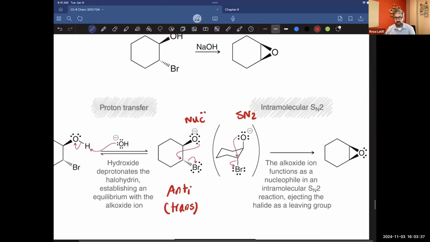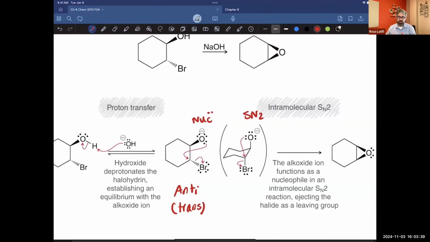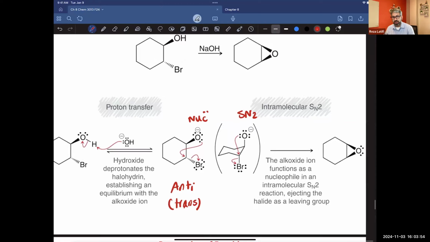Okay, now what will happen if the bromide, if I put both of them on the same side, like let's say we had the cis isomer? In that case, because we have a ring and we cannot have rotation inside any ring, there will be no chance to get epoxide. So if they are on the same side, we're not going to get epoxide. Okay.